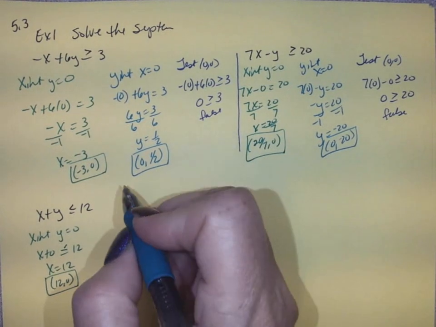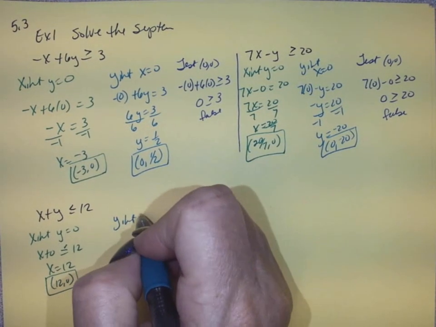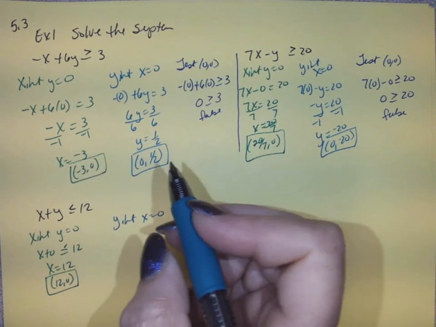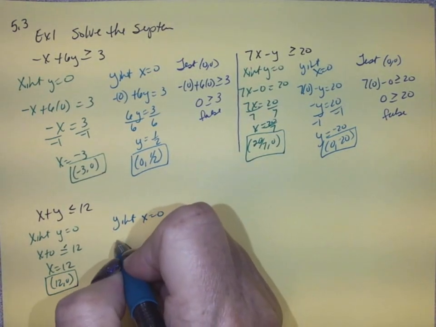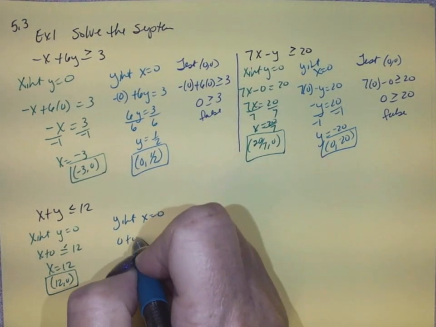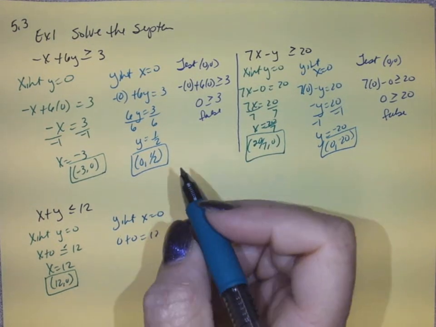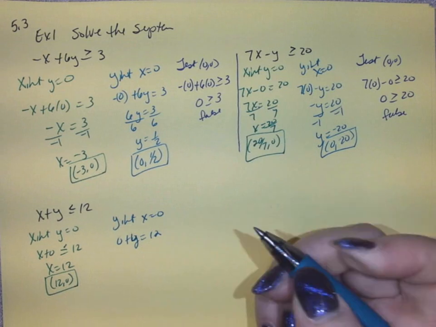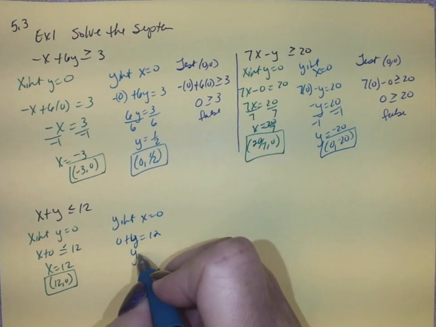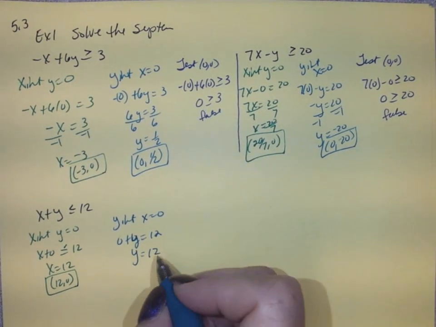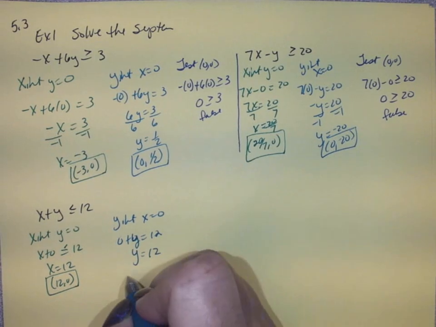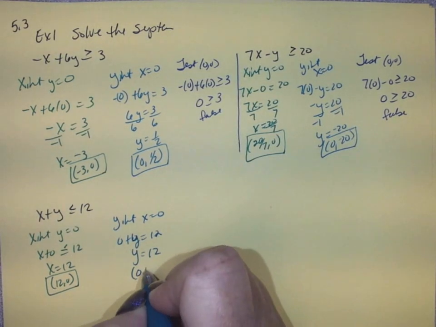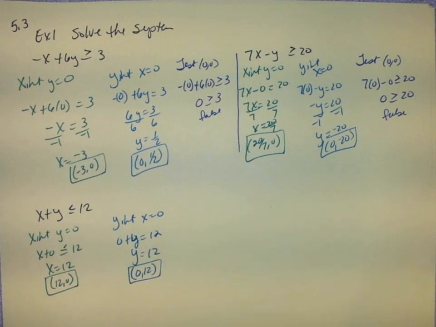Then is our y-intercept, where x is equal to 0. So we get 0 plus 0 equal to, 0 plus y equal to 12. So y equals 12. I got ahead of myself thinking we were doing the test point. All right, so let's look at 0, 12 as our y-intercept.